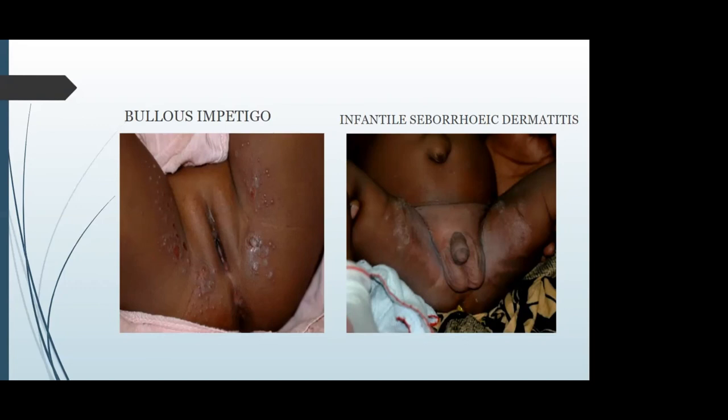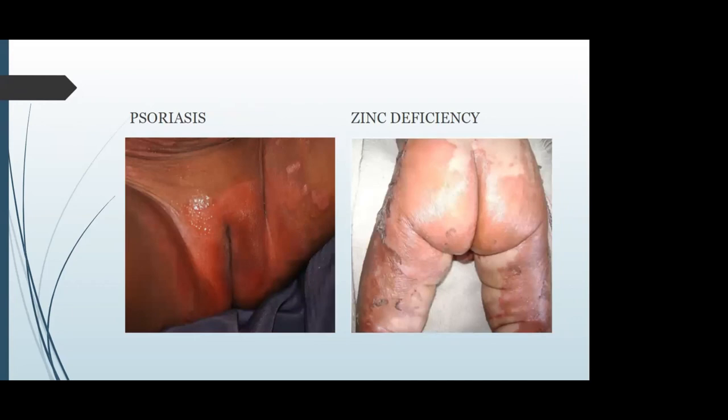Okay, so as I said, diaper rash can be part of other clinical conditions. I've talked about bullous impetigo. I've talked about seborrheic dermatitis. Next slide, please. Other systemic conditions like psoriasis and zinc deficiency tend to present like this in diaper rash. Next slide.